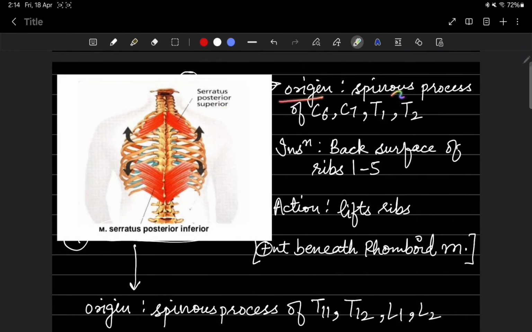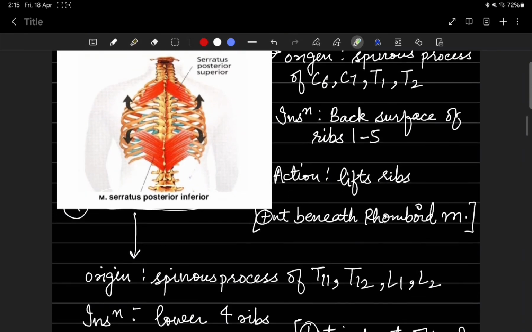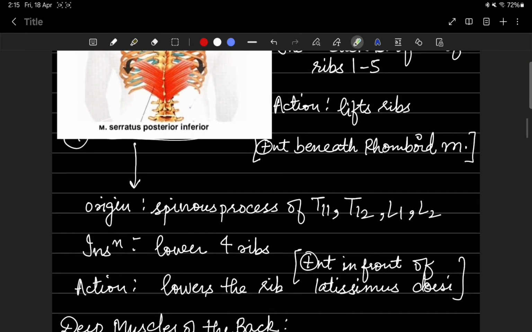It originates from the spinous process of C6, C7, T1 and T2, and inserts at the back surface of ribs 1 to 5, and its action is to elevate the ribs or to lift up the ribs. Basically it is present beneath the rhomboid major muscle, rhomboid muscles, and the serratus posterior inferior muscle.